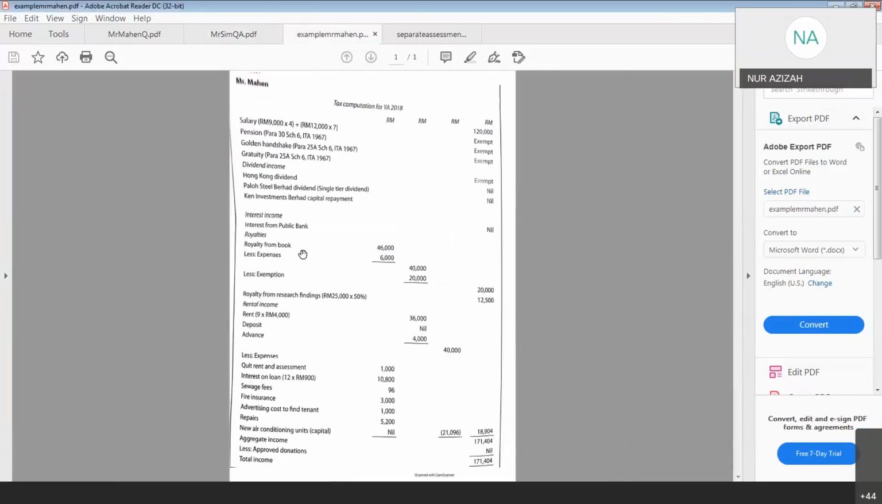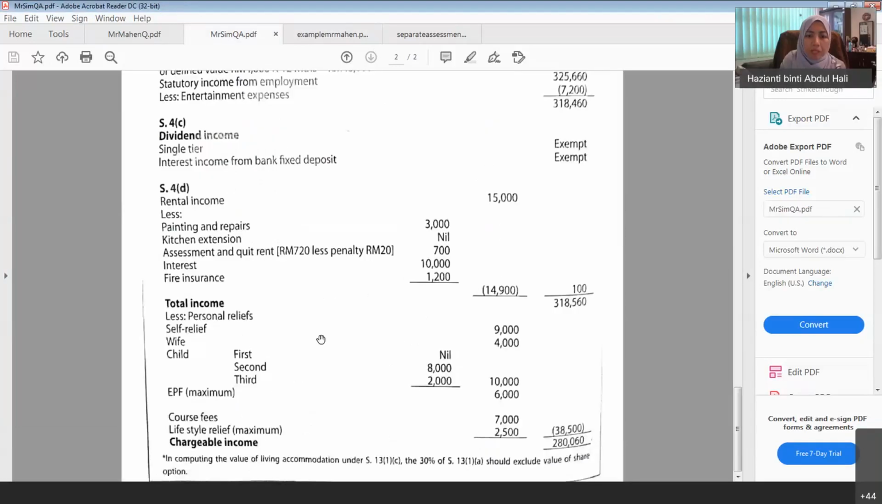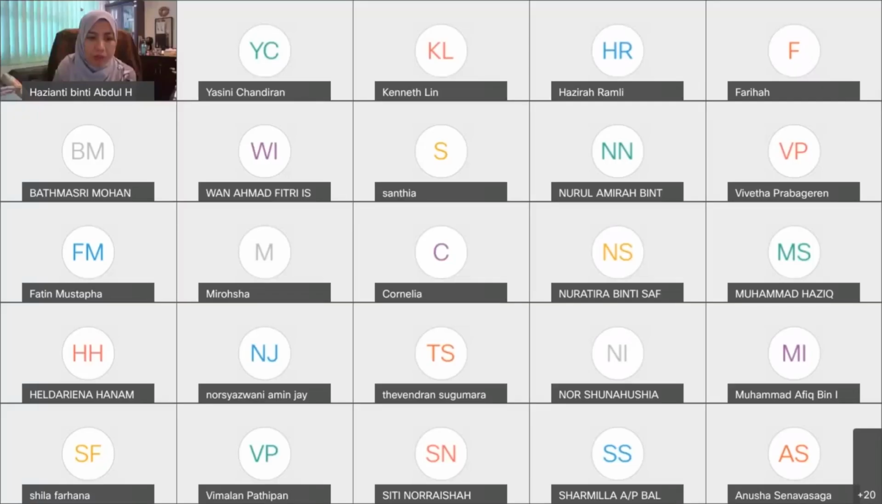Madam, yes. Is this Mr. Sim in My Guru? Yes, under learning materials, the topic personal taxation. Oh, it's in there. In there. Wait a moment, I'll show you what we have in there.